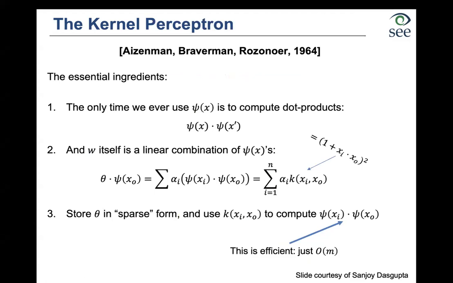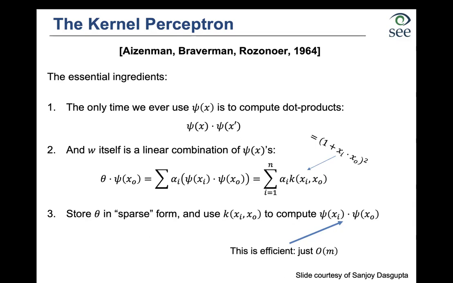This idea is sometimes called the kernel trick, and it was first proposed in a paper by Aizerman, Braverman, and Rozonoer in 1964. The key idea is that the only time we ever actually use the high dimensional representation of the data is to compute dot products. It's really just a means to an end to compute this dot product.